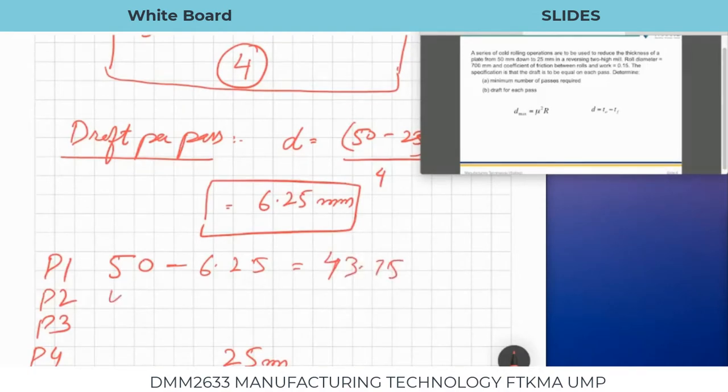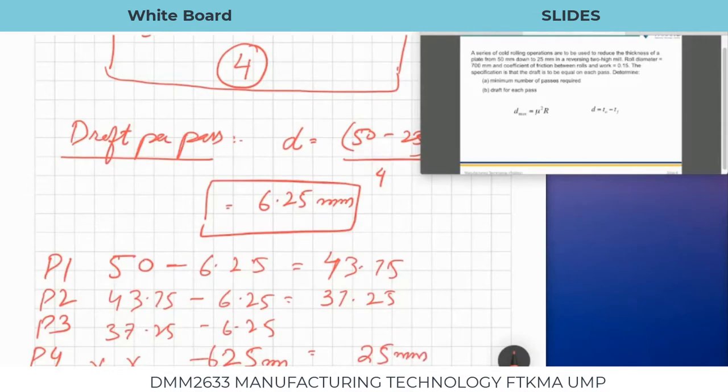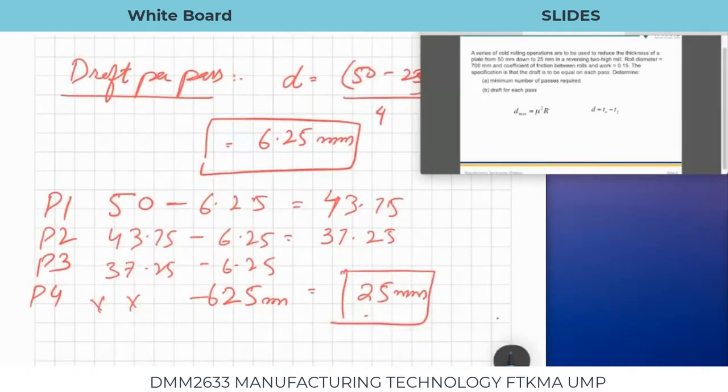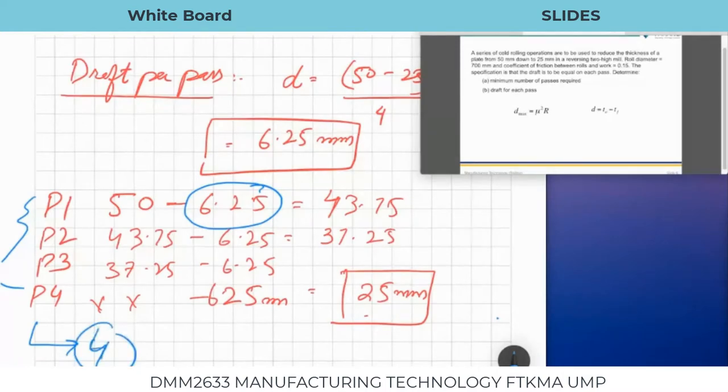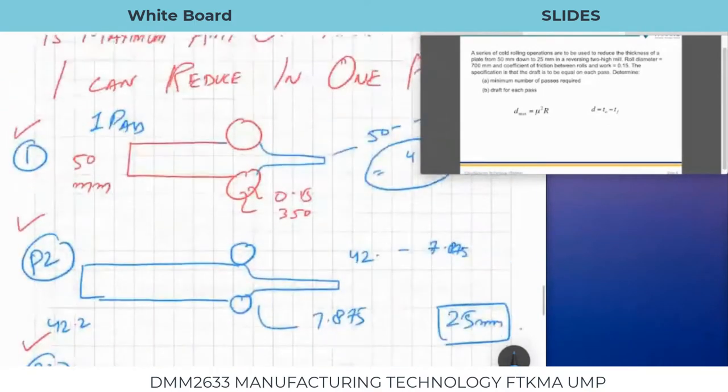Then in pass number 2, I will reduce 43.75 minus 6.25 again, so it will be 37.5. Then again 37.5 minus 6.25, and then again minus 6.25. So my final will be 25 mm. So this is my answer, 6.25. I have 4 passes and in each pass I reduce 6.25 mm, so that I get a thickness reduction from 50 to 25 mm. So this is the simple answer for this numerical.